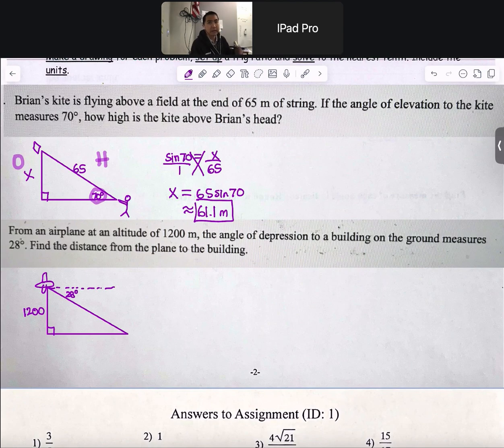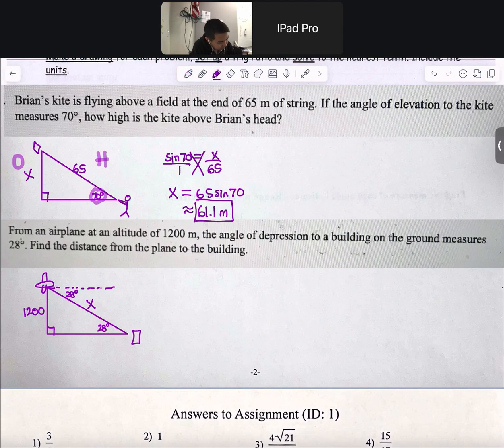Now remember, the angle of depression is the same thing as the angle of elevation, so it's the same as that angle right there. Now it also reads the angle of elevation to a building on the ground. So this is looking at a building on the ground, and the building is right here. Find the distance from the plane to the building. You want to find this length right here.